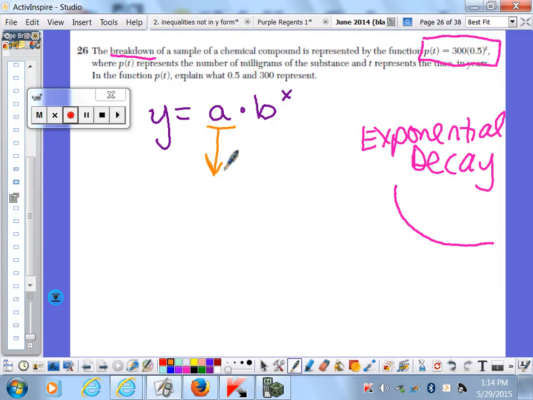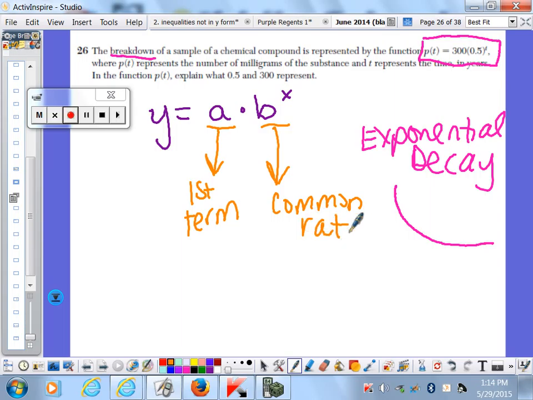Remember that a stands for the first term, or the starting amount, and b stands for the common ratio, which means the number that we are multiplying by over and over again. So when you look here, I want you to think about what 300 is taking the place of and what it means. Please do not say that it means the first term. Give me an example of what 300 means according to the scenario in question number 26.